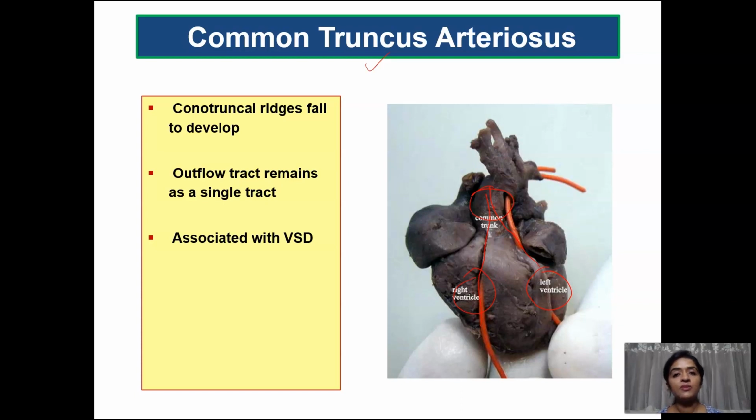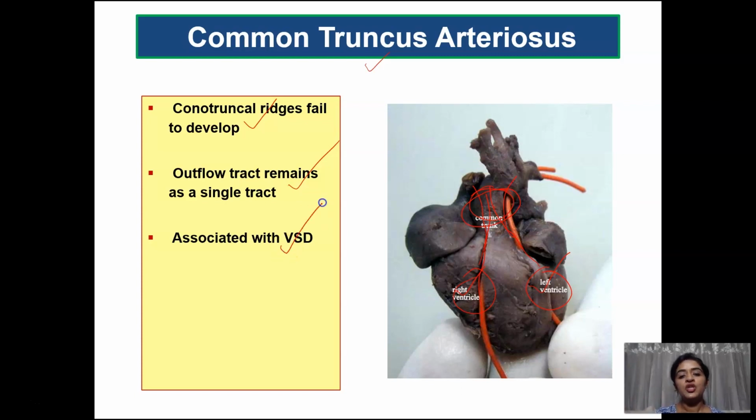Usually what happens is from the right ventricle it enters into the pulmonary trunk, and from the left ventricle you have the aorta. So truly speaking, these 2 should be directed through 2 different paths. But since there is an absence of conotruncal ridge which separates this common trunk into pulmonary artery and aorta, there is only one single trunk which is opening into right ventricle and left ventricle. So what happens is the outflow tract remains as a single tract. That is what is happening here.